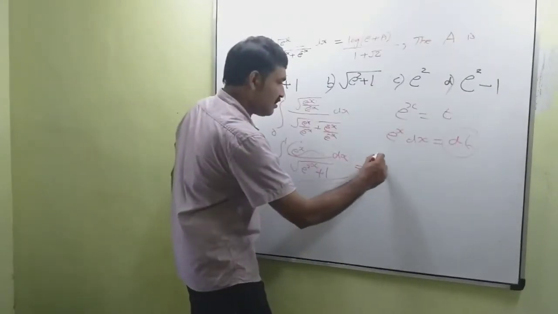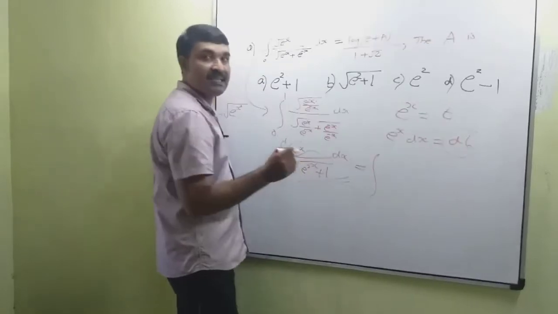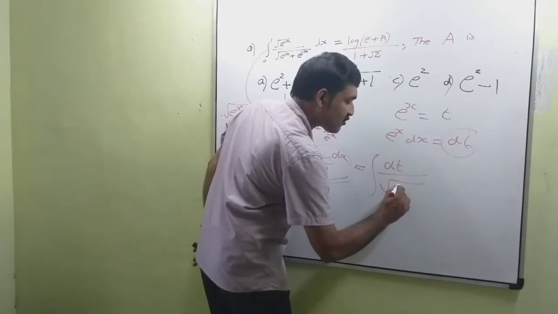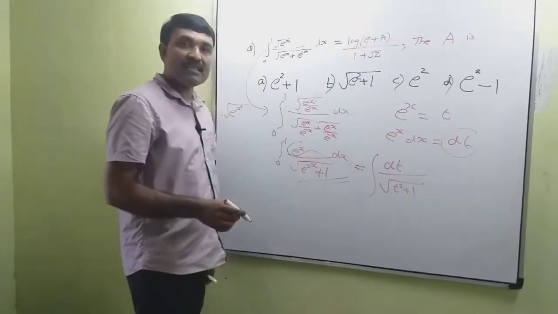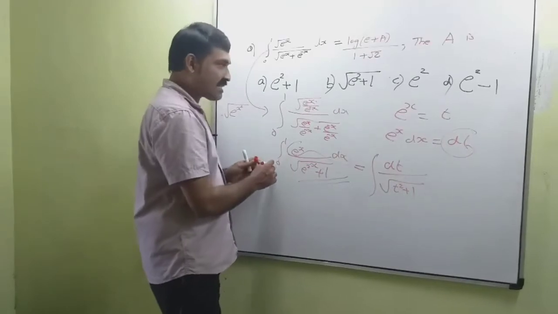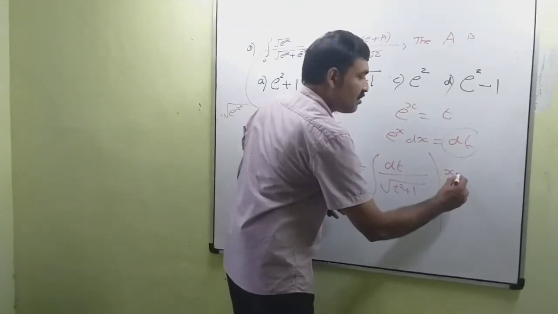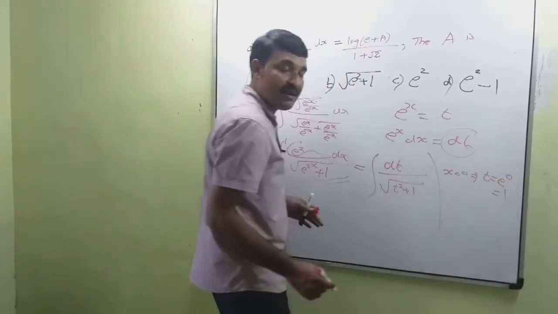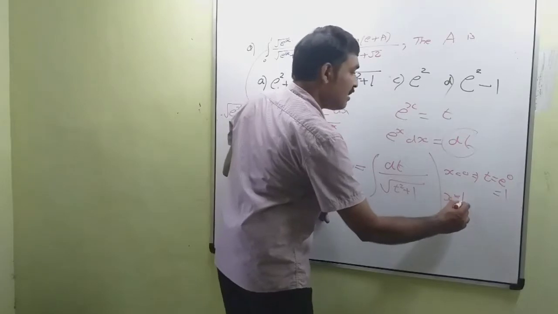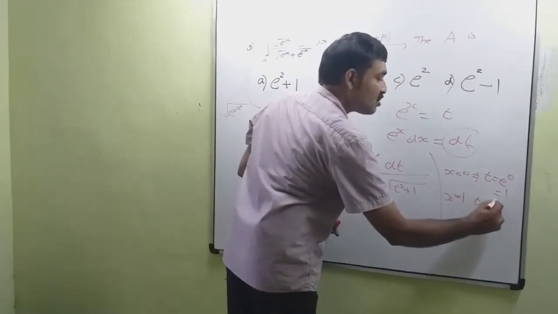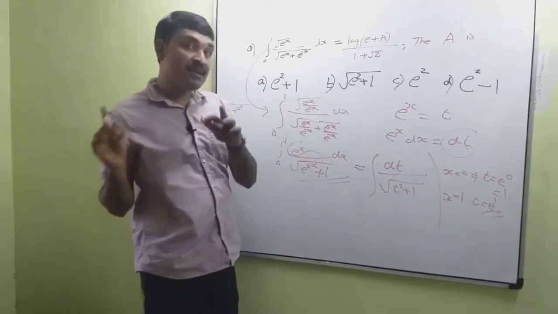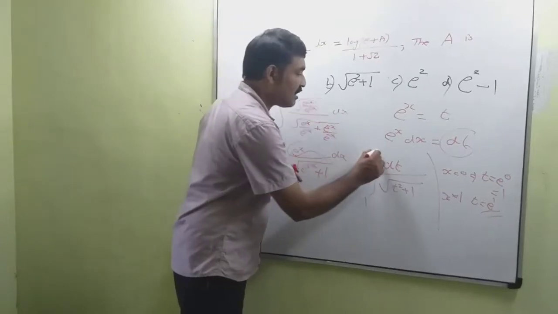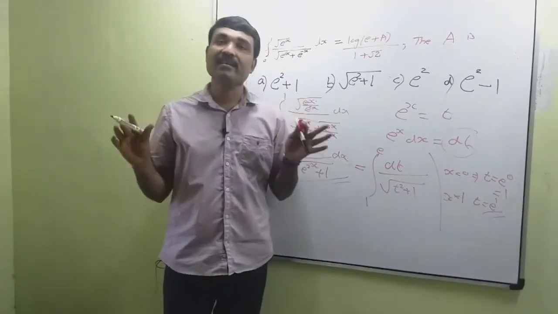So I can write this is equal to integration of e raised to x dx, which means dt, divided by square root of t square plus 1. Now what is the limit of integration? When x is equal to 0, that implies t is equal to e raised to 0, that is equal to 1. When x is equal to 1, t is equal to e raised to 1. So the limit of integration becomes: instead of 0, we are putting 1. Instead of 1, we are putting e.